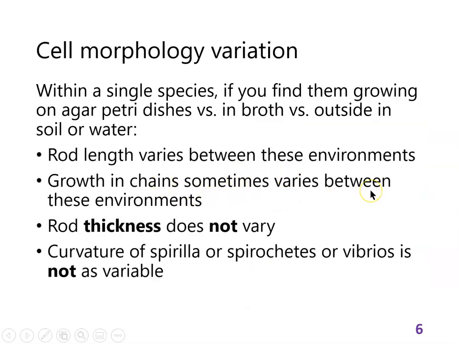And sometimes I've seen growth in chains be really variable, depending on how they're growing. So even Streptococcus bacteria, they won't grow in chains in liquid broth in some situations. So those groupings we see are not always diagnostic. But the cell shapes, like, is it a bacillus? Is it a coccus? Those tend to be very stable, and you can be sure of what you're looking at.